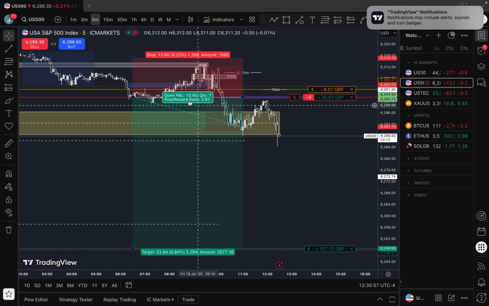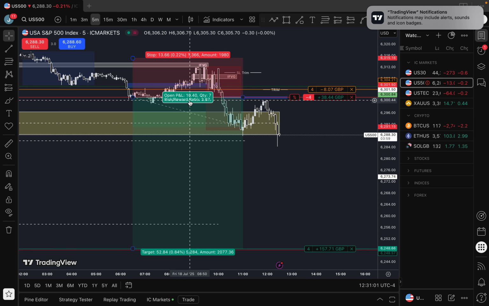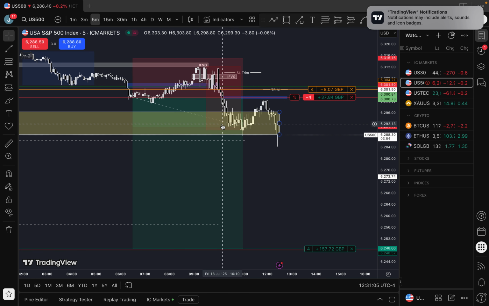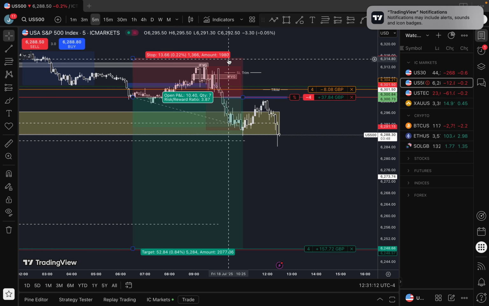So once I got in here, it was less risk today. I think it was like 0.7 something percent risk. So stop loss was only about 40 quid above the inverse fair value gap.